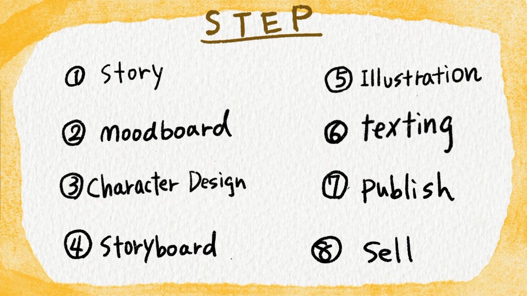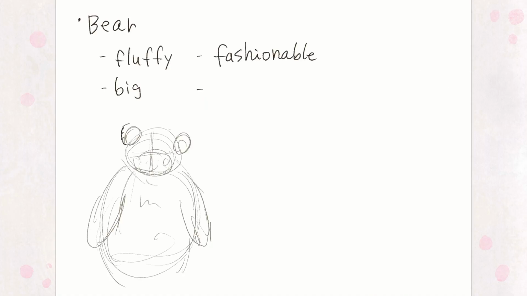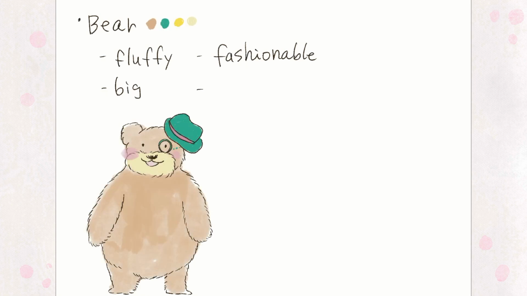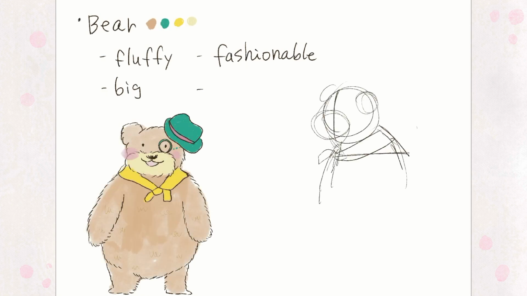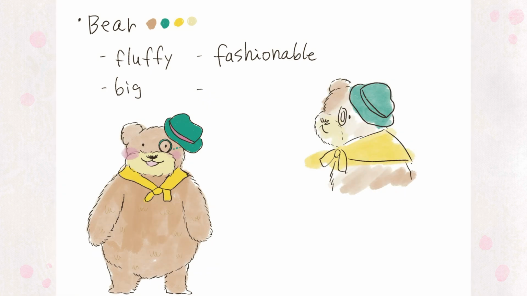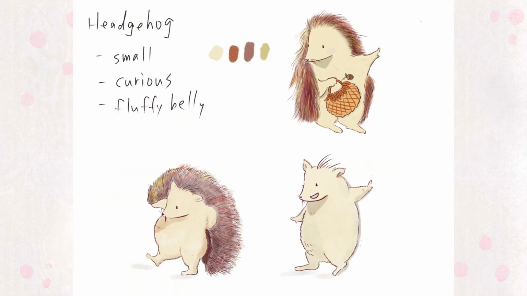Check how many characters will appear in your book. Write down each character's name and consider their personality and appearance. For example, in my story, there's a bear who owned a secret clothing shop. He is described as fluffy and big, wearing a hat and old-fashioned glasses. Use this information as a basis for creating a character. Repeat this process for any other characters in your story.